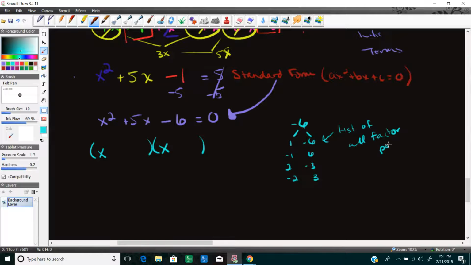And this is not mandatory. This is just in case you can't figure out the two numbers that add up to the middle, because we're just factoring here.